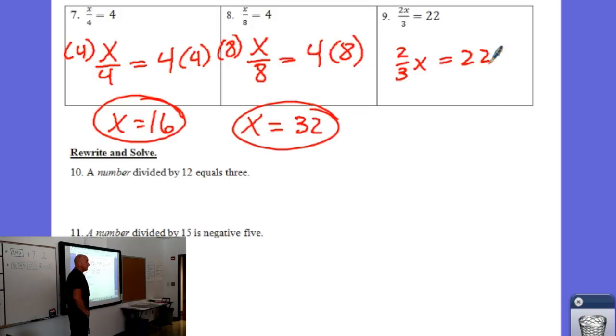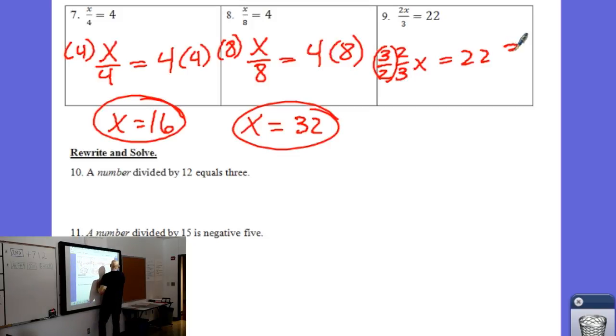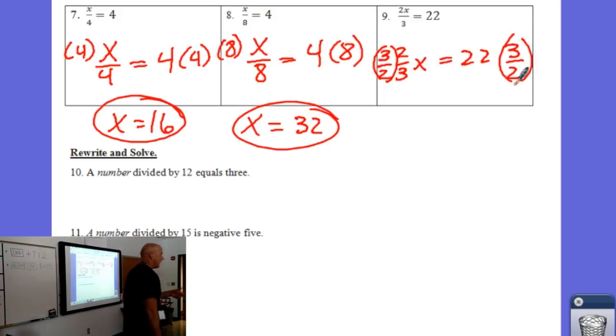3 over 2, or the reciprocal. You guys know what the reciprocal is? Have you heard that term before? Yes. The reciprocal, you just flip the fraction upside down. So instead of 2 over 3, you have 3 over 2. But what you do on one side, you have to do on the other. Okay? The reciprocal, you just flip your fraction.